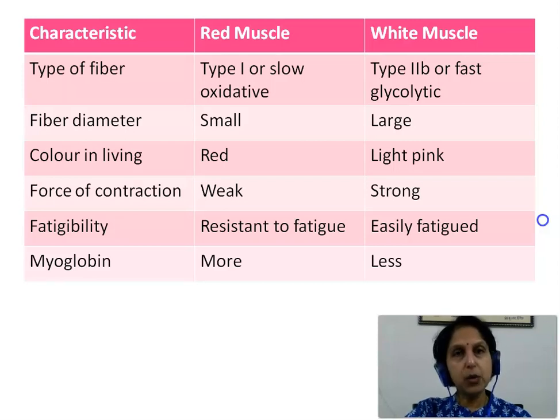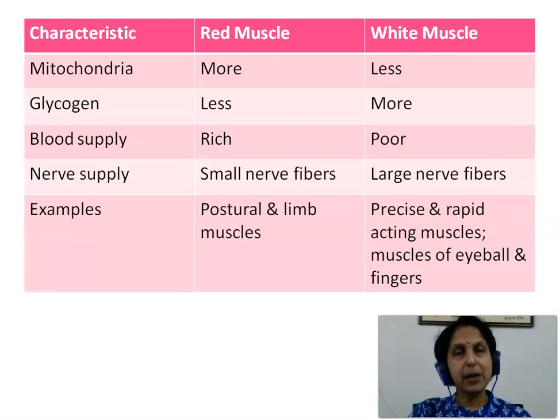Myoglobin is more in red muscle and less in white muscle. Mitochondria are more in red muscle, less in white muscle. Glycogen less in red muscle and more in white muscle. The blood supply is rich in the red muscle and poor in the white muscle. Nerve supply is done by small nerve fibers in the red muscle and by large nerve fibers in the white muscle.